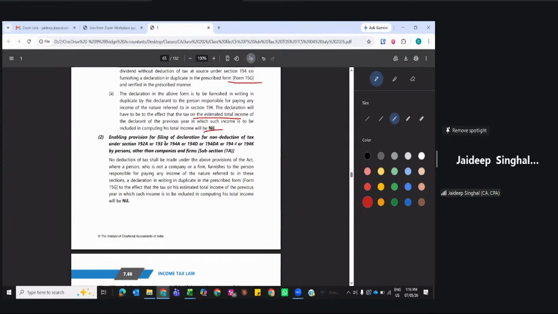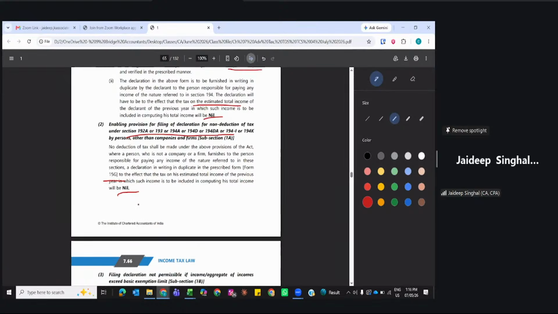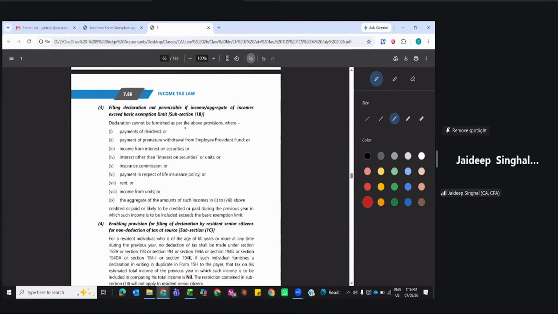Now, enable provision of filing of declaration. If this form 15G is received, this is again for other sections such as 192A, 193, 194A, D, and all. Again, if you receive 15G, there will be no TDS deduction. Filing declaration is not permissible if aggregate income exceeds the basic exemption limit.